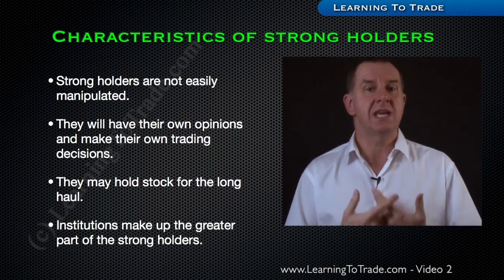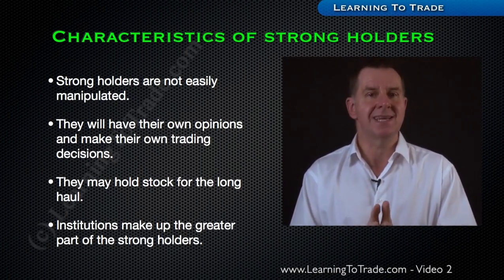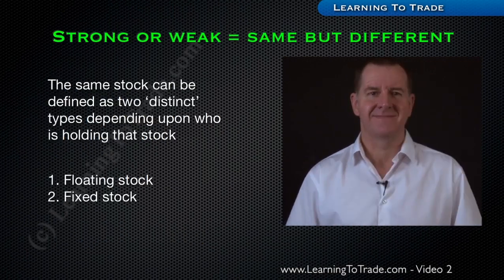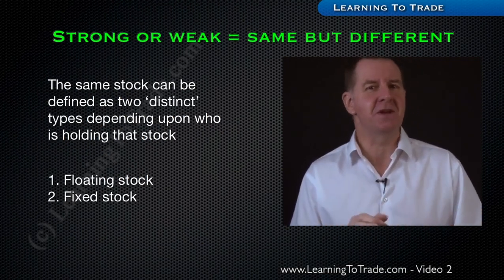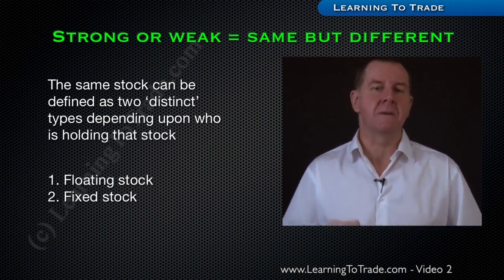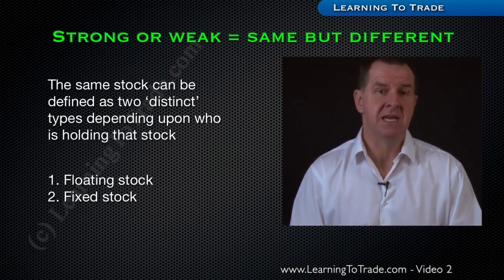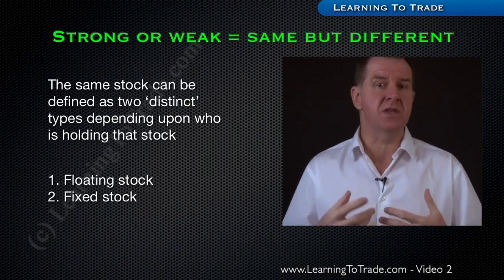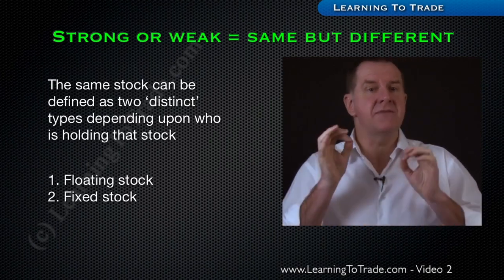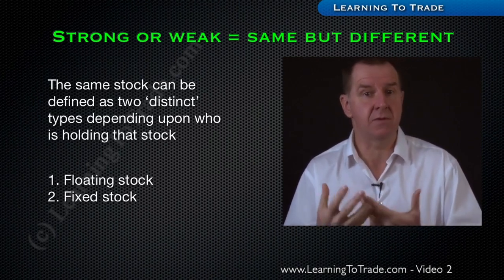Let's now have a look in more depth at the strong and weak holders and how their characters translate into the availability of stock. Strong and weak are same stock but different. Now that's a bit of a contradiction, right? How can the same stock be different stock? Well, it has to do with who is holding it and how that will affect the trading of it. Now let's examine the concept of fixed and floating stock, because depending upon whether stock is fixed or floating will have a direct impact on how and when that stock becomes available for trading.